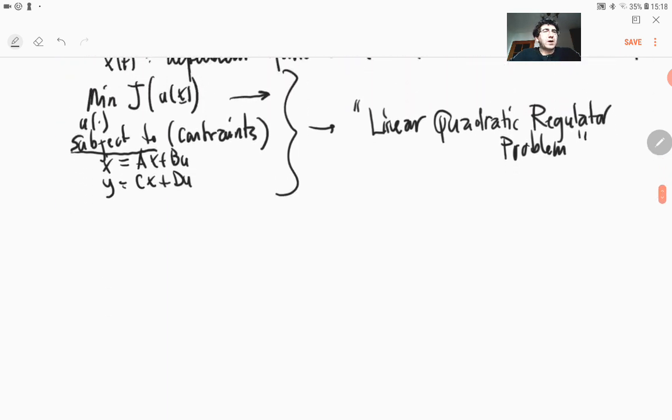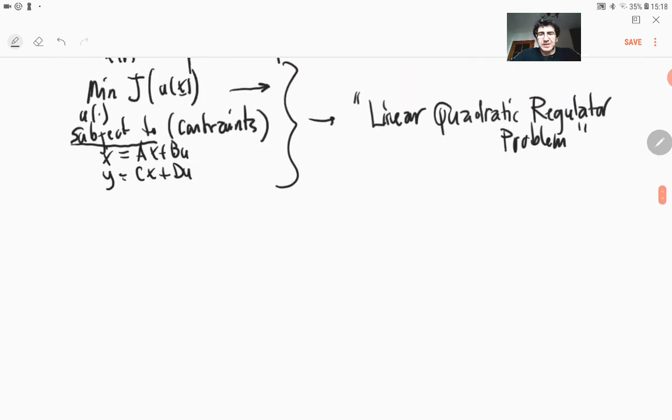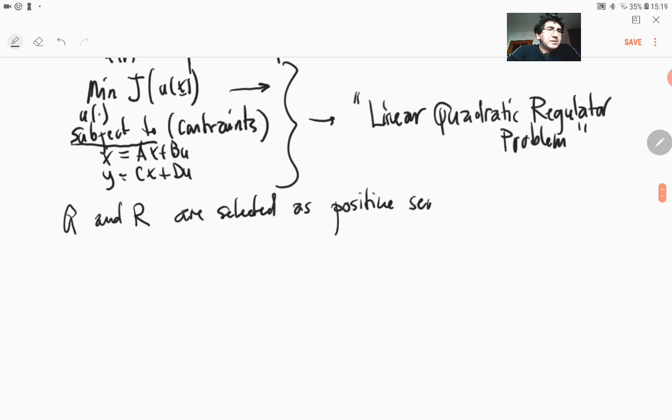Now Q and R are weighting matrices, but they have to be selected with a special property. Q and R are selected as positive semi-definite matrices, and I will define that in a minute.